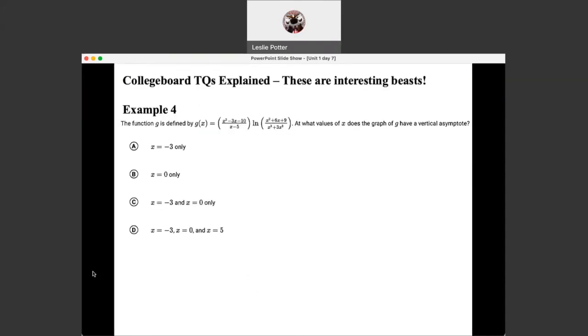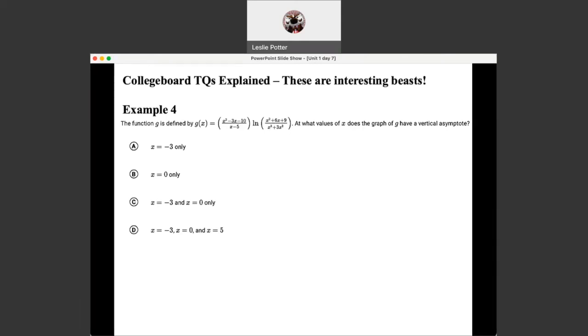Let's go over a few examples I got off the College Board website, the AP Classroom website, and they're good examples where we don't have that really distinct pattern of just having a ratio of polynomials where you can just keep the polynomial with the largest degree on the top and the bottom. They're a little more complicated than that.